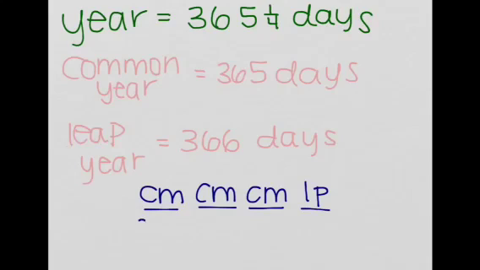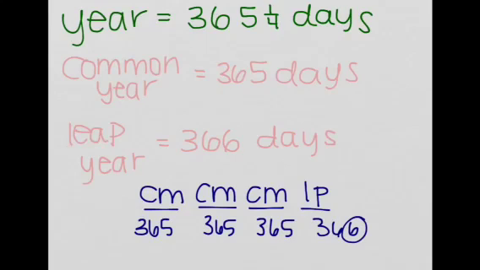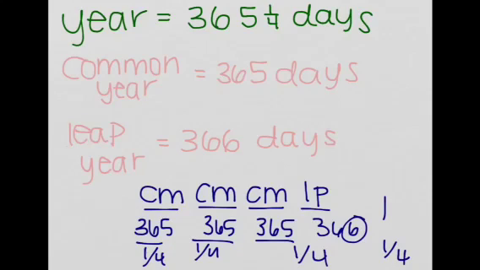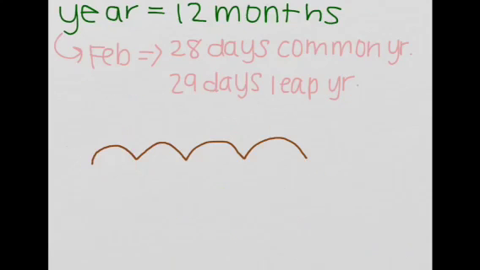So this is why we have 365, 365, 365, 366. So basically this one day makes up for all the 1/4 that we skipped here. So if we had 1/4, 1/4, 1/4, and 1/4, adding up all these 1/4 would equal 1. So that's why we have a leap year every 4 years.